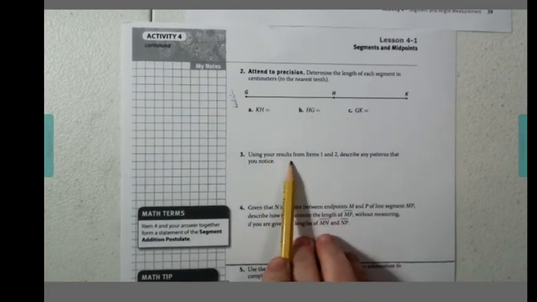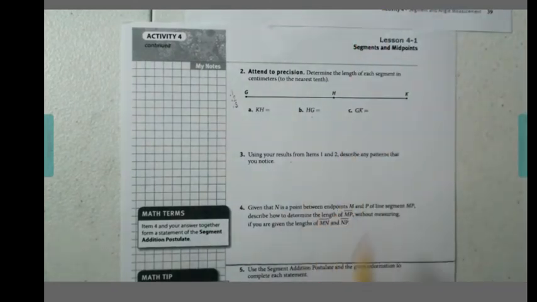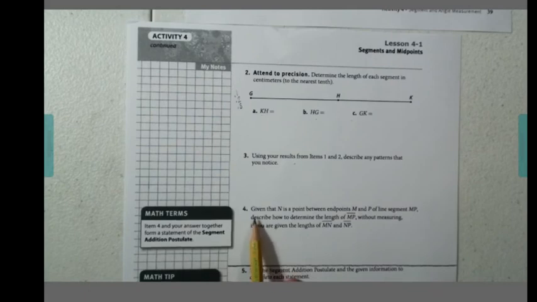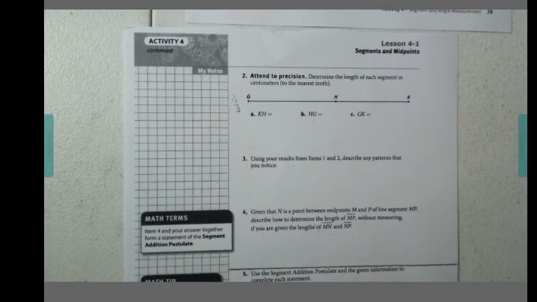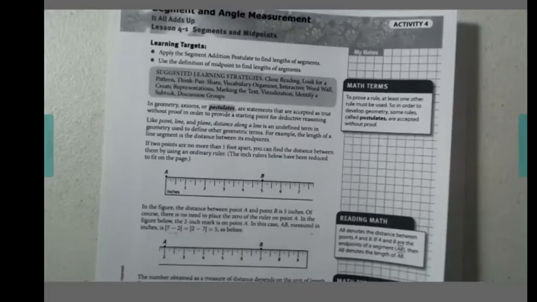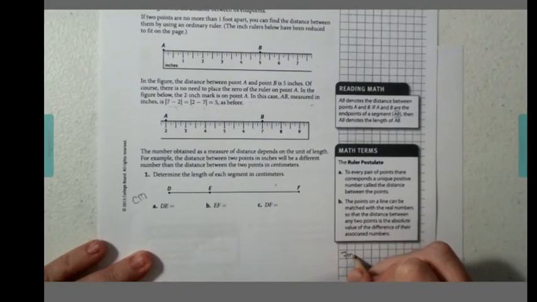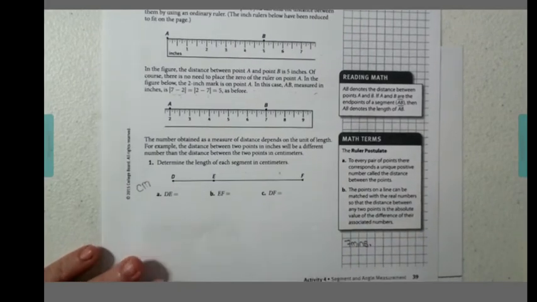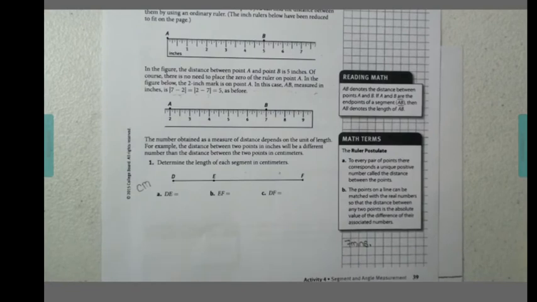Number 3 says, using your results from items 1 and 2, describe any patterns you notice. Given that N is the point between endpoints M and P of a line segment MP, describe how to determine the length of line segment MP without measuring if you're given the lengths of line segment MN and line segment NP. I want you to take the next 7 minutes to work on these 4 problems with your table mates. So go ahead and pause your video right now and work on questions 1 through 4 for the next 7 minutes.